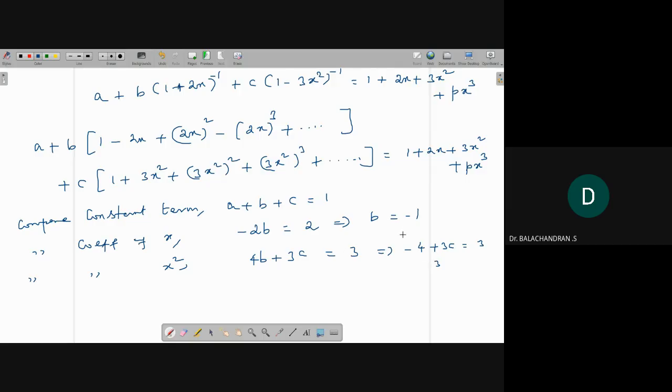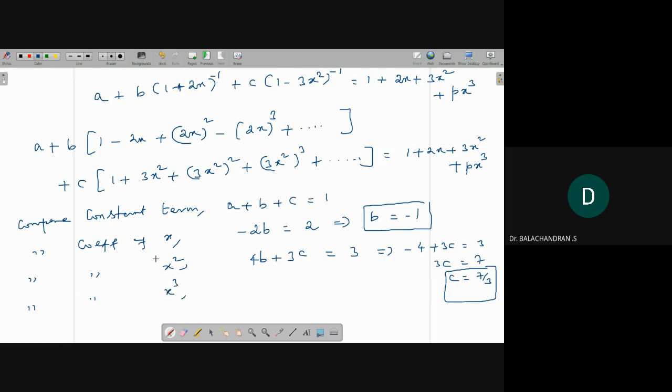B is minus 1. Okay. So I need to find the C. C is what? 3C equal to 7. C equal to 7 by 3. So B is minus 1, C is 7 by 3.